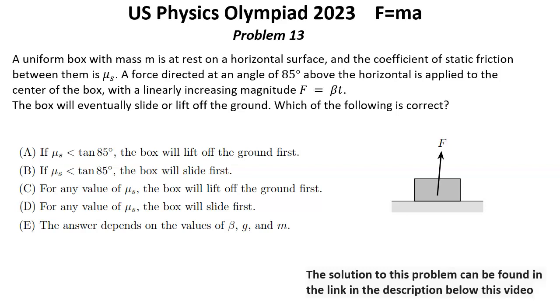Problem number 13. A uniform box with mass m is at rest on the horizontal surface, and the coefficient of static friction between them is mu s. A force directed at an angle of 85 degrees above the horizontal is applied to the center of the box with a linearly increasing magnitude F equal beta t. The box will eventually slide or lift off the ground. Which of the following is correct?